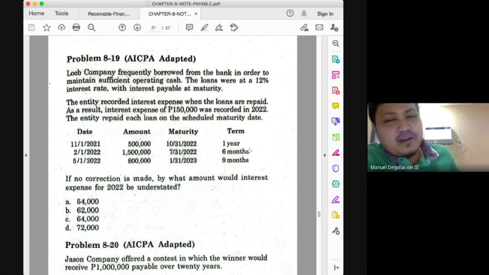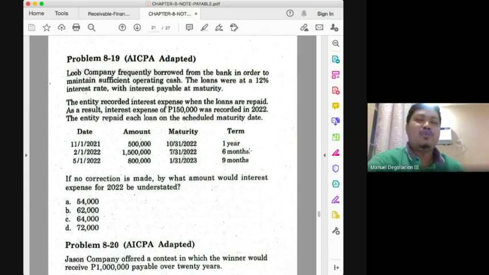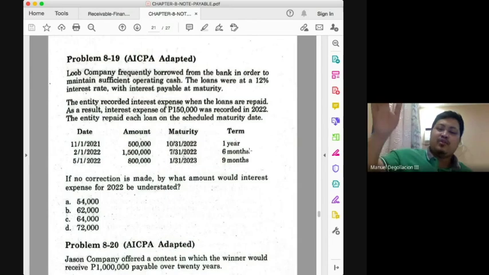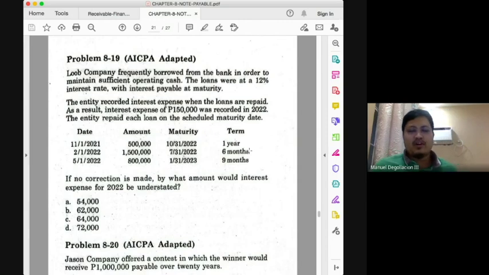Because if interest was incurred last year, but payment will only happen this year, then last year no interest expense will be recognized, and all interest, including the interest from last year, will be recognized in the year of payment, and that would be wrong. You will have zero in the previous year, then you will have excess for the current year. Under accrual accounting, you do not wait for actual payment to recognize income and expenses.